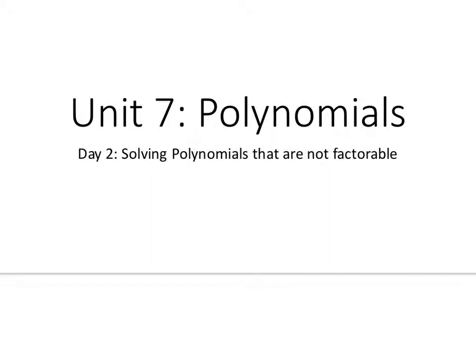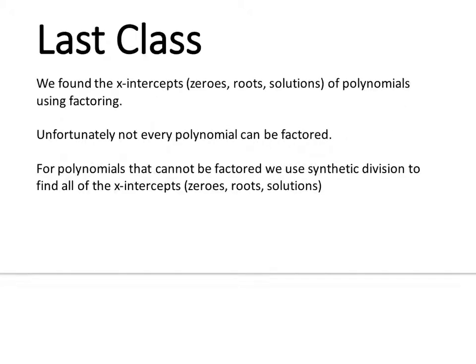All right, this is the second day of Unit 7 notes. Today we're going to be solving polynomials that cannot factor. Last class we found the x-intercepts, also known as the zeros, roots, or solutions of polynomials using factoring. That was the star method, factor by grouping, or difference of two squares. Unfortunately, like we've seen in the past, not every polynomial can be factored.